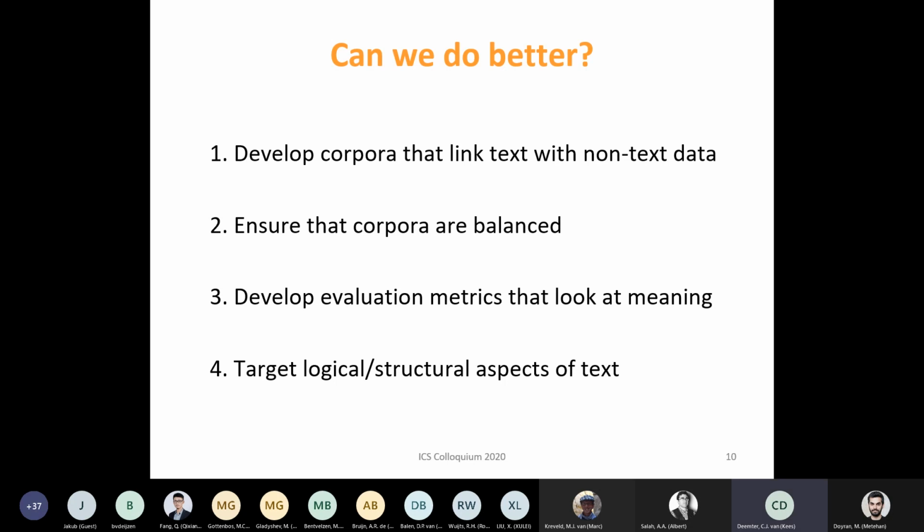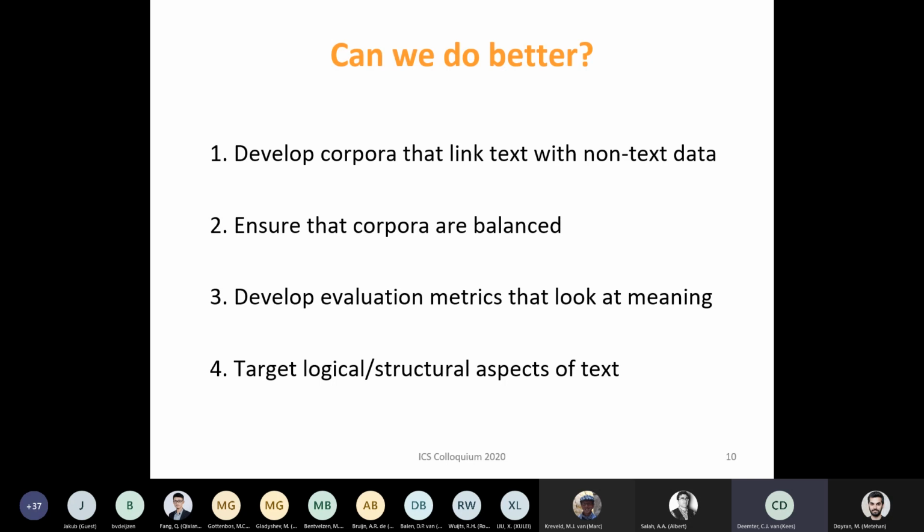How can we do better? I think there are 4 things we can do. One is develop corpora that do not just contain text, but text and the data that is described by the text. Two, ensure that the corpora are carefully balanced. Don't just take a chunk of newspaper text, but think carefully about how the text is composed. Third, develop evaluation metrics that are not as superficial as the BLEU metric that I was just talking about.